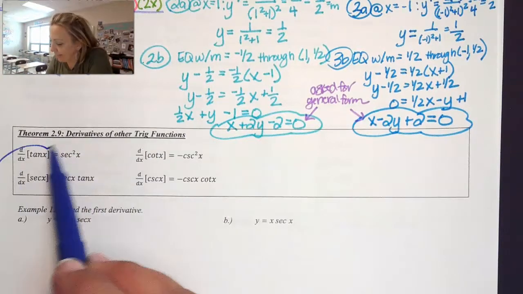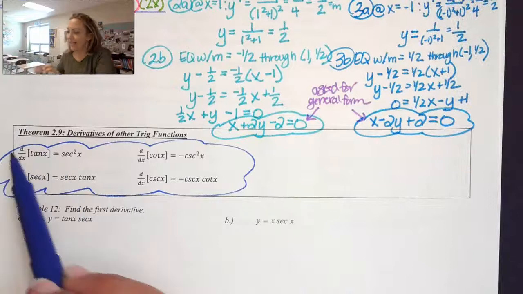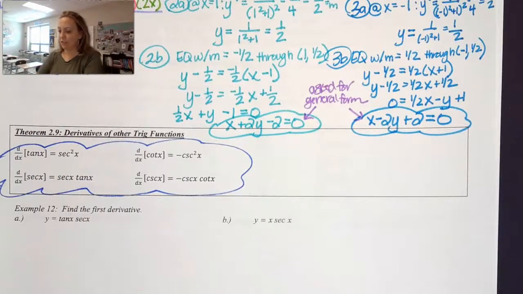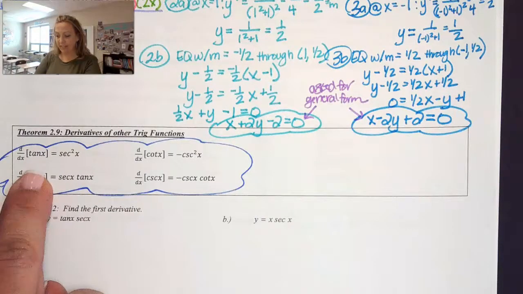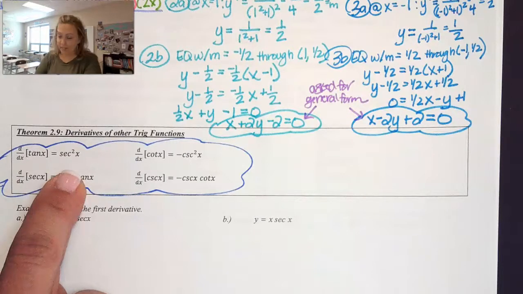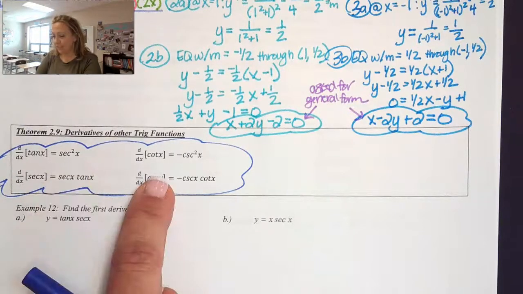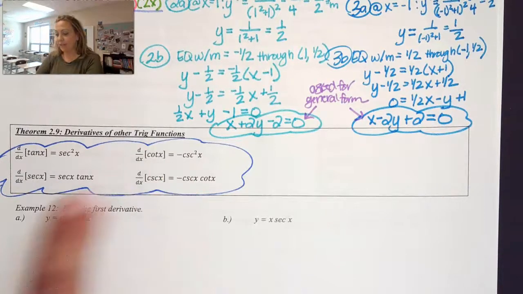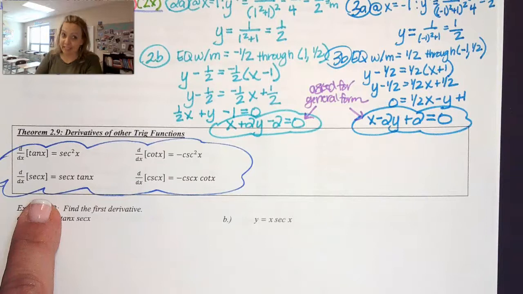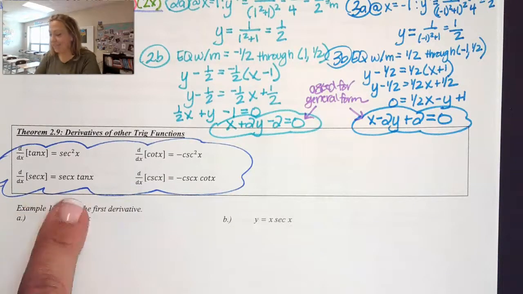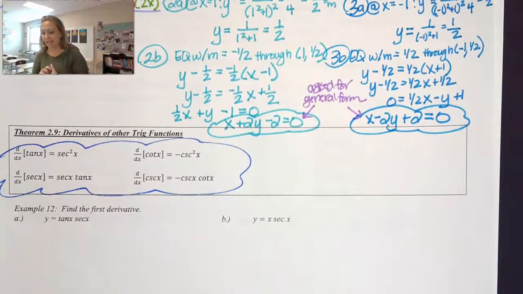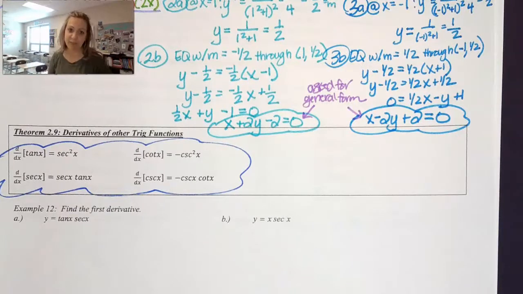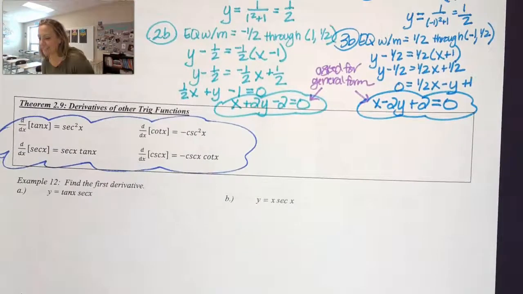So theorem 2.9 in the text has the derivatives of these other trig functions. The derivative of tangent of x is secant squared x. The derivative of cotangent of x is the opposite of cosecant squared x. The derivative of secant x is secant x times tangent of x. And the derivative of cosecant of x is the opposite of cosecant of x times cotangent of x. I know, a little more complicated than the derivatives of sine and cosine, right? Well, let's just practice it.